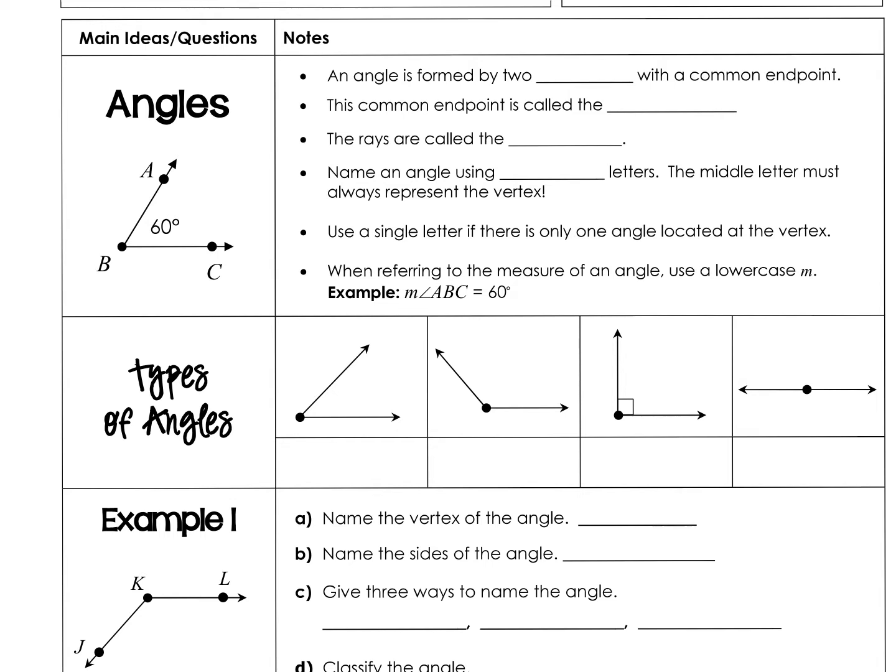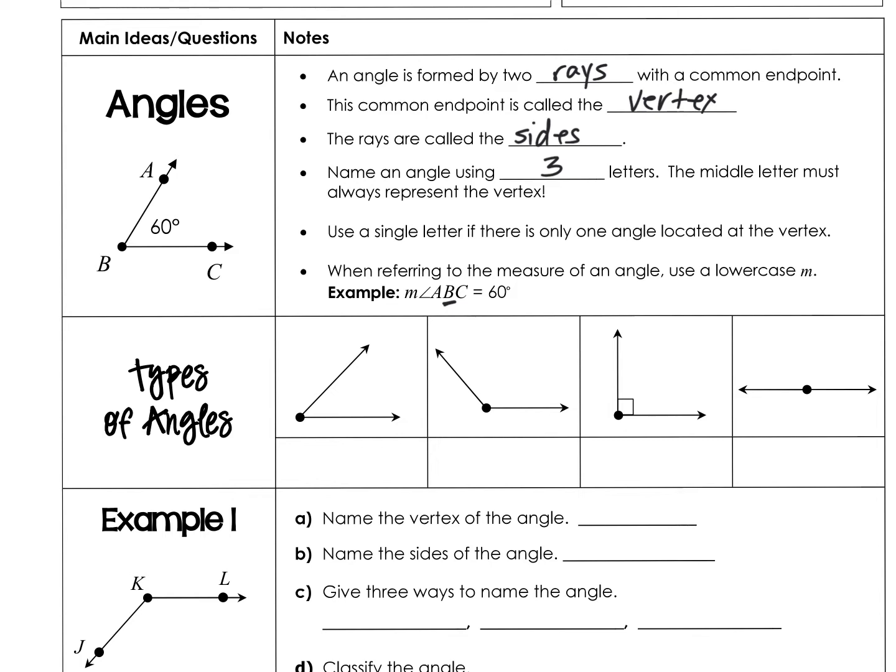An angle is formed by two rays with a common endpoint. This common endpoint is called the vertex, and the rays are called the sides. We name an angle using 3 letters, and the middle letter must always represent the vertex. So, down here, when referring to the measure of an angle, use a lowercase m, but you can see B is in the middle because B is the vertex.